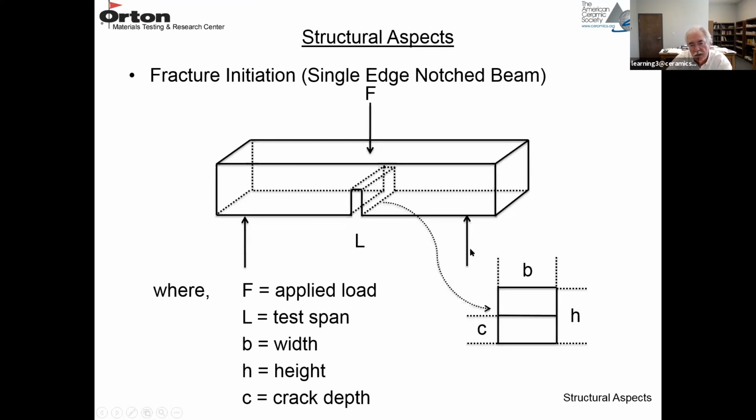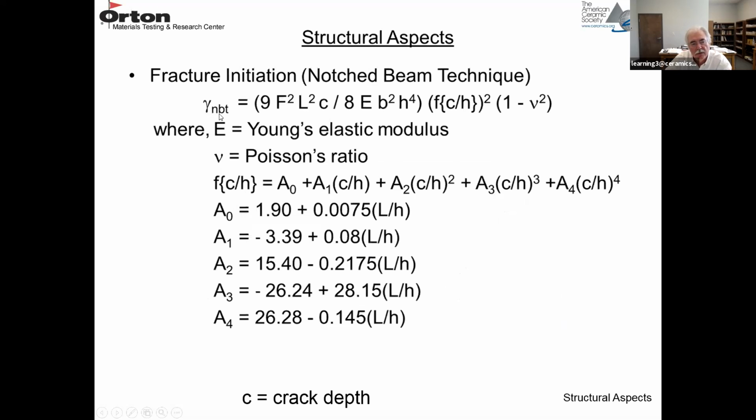The span would be L. And we'd have a straight through notch, so it's called a single edge notch beam. F is the force, L is the test span, B is the width of the sample, H is the height of the sample, and C would be the depth of this crack. So we just load this to failure, and then we get this term gamma NBT, which is the fracture surface energy necessary to start that crack moving.